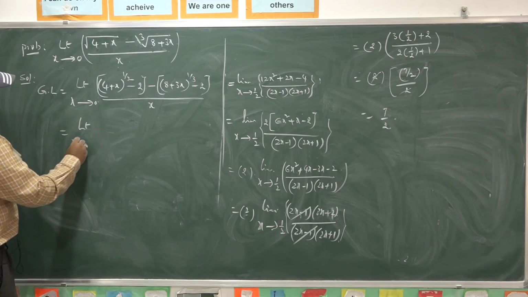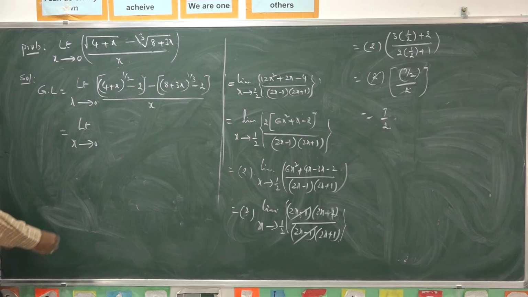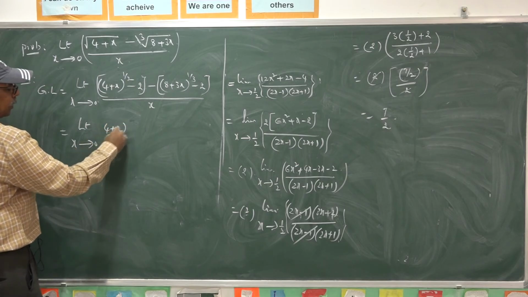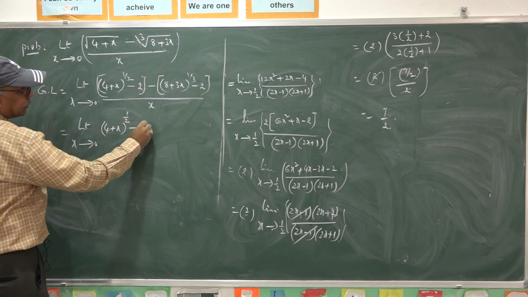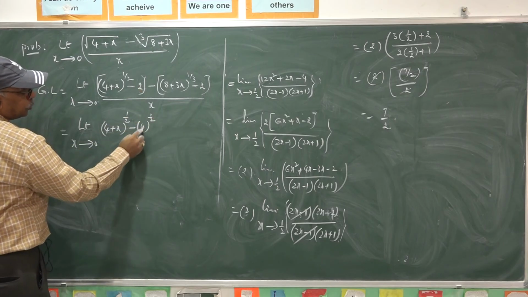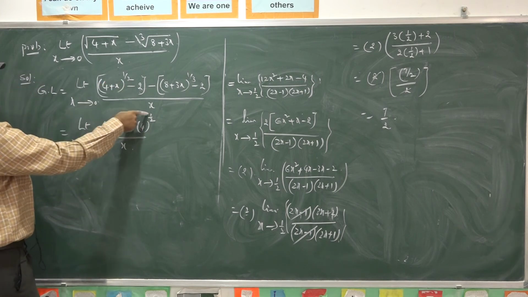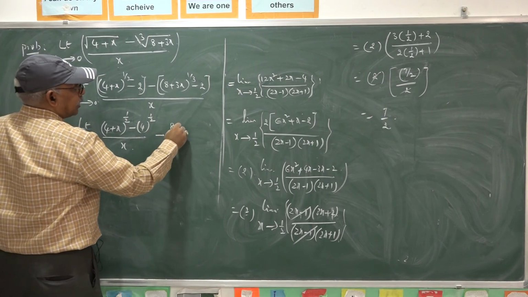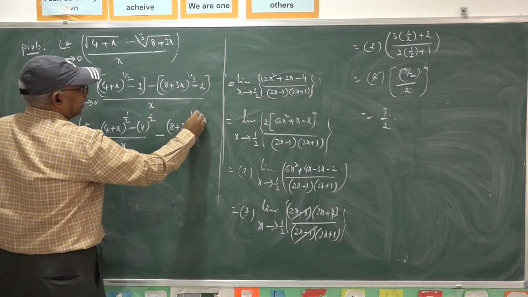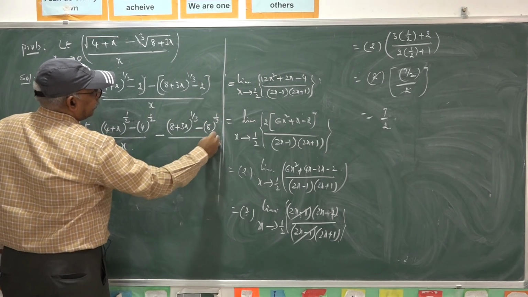So without changing the nature of the function, you can take any operation. Now this is (4 + x)^(1/2) minus 2, which may be written as 4^(1/2), (2 squared)^(1/2), divided by x. I am dividing this total term with x. Similarly, the other one can be written as (8 + 3x)^(1/3) minus 2, where 2 can be written as 8^(1/3), divided by x.